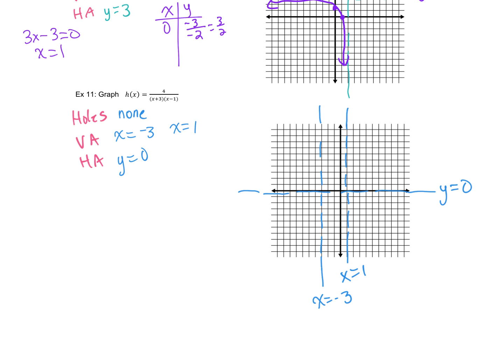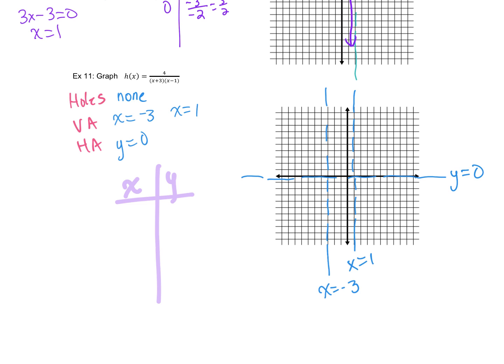I'm gonna get rid of that just so that it's a little less distracting. So we're just gonna plug in some points. I'm gonna do a table of values. We need to choose an x value that's farther to the left than this -3 so that we can figure out where we are going to graph on that side. So let's plug in -4 for x, and let's see what we get.